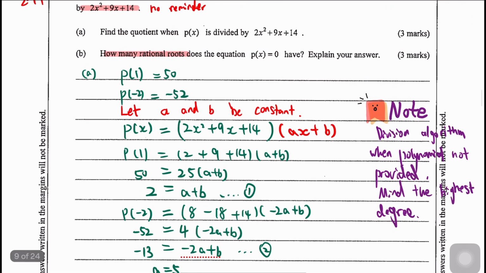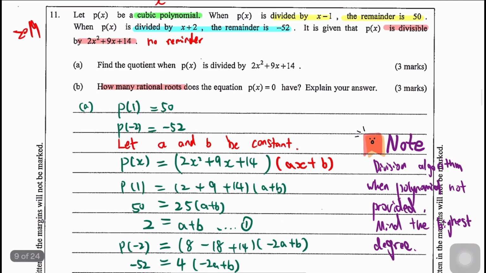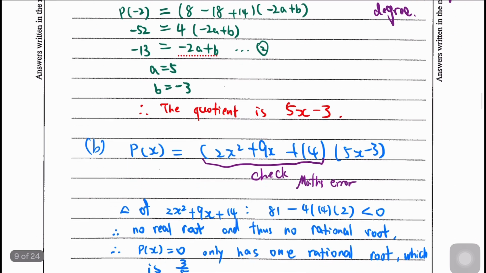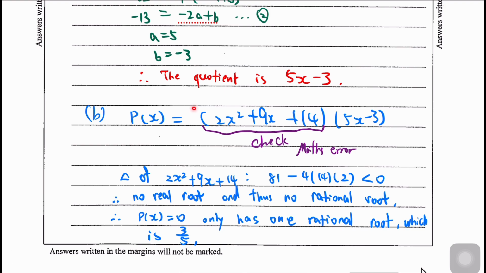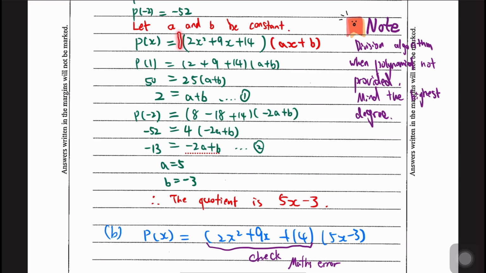And then part B. Be careful of that. This question asks how many. How many means that you need to find out all the roots and then count how many rational roots P(x) equals 0 has. So we find all the roots first. Do we know a factor yet? Yes, we know, right? We already know this one is the factor. So this time, we don't need to do the factorization because we already know P(x) is this factor times the quotient, with no remainder, okay?